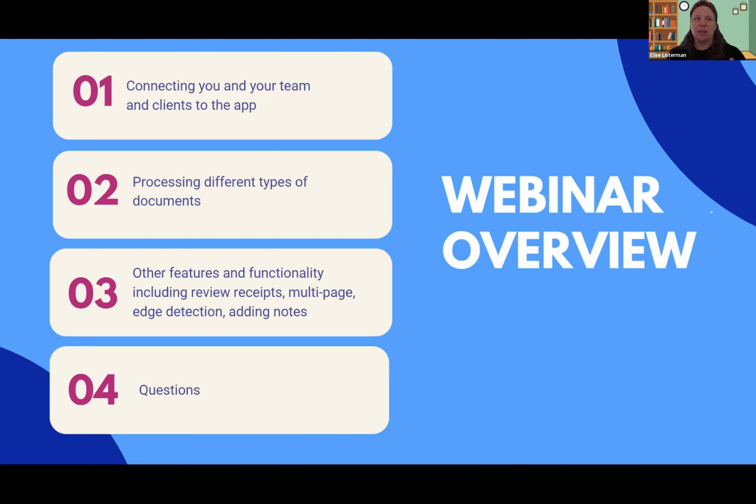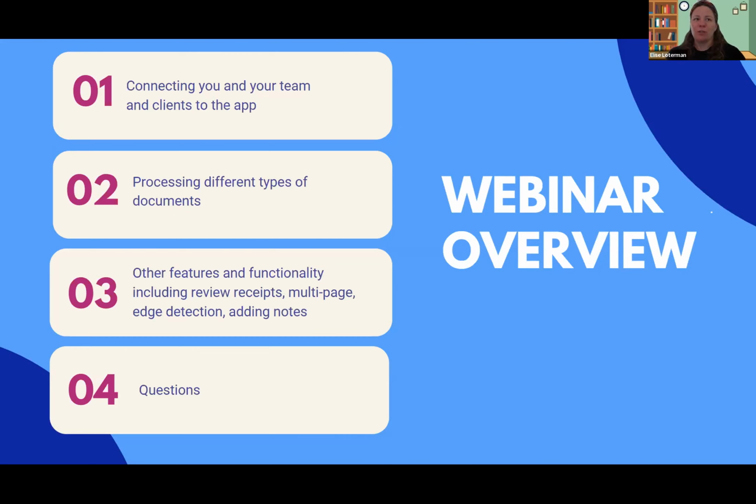The second thing we're going to focus on is processing different types of documents with the mobile app, and talking about some different types of workflows that you can process through the mobile app. Some of that is relatively new functionality that we released probably around September or October, towards the end of last year. So a lot of that might be new to some of you, and I'm excited to share that and go into a little bit more detail.